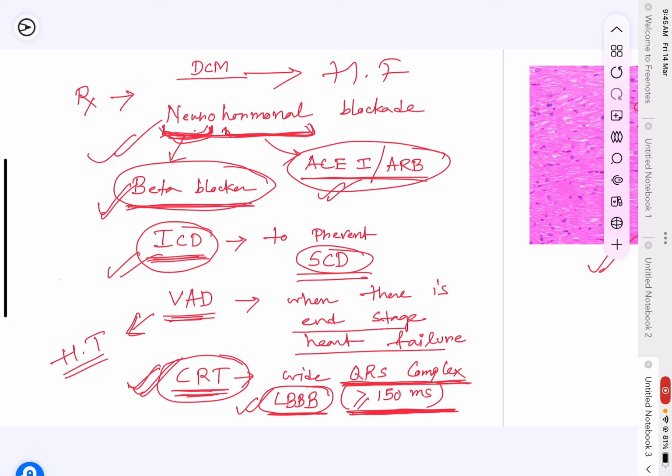So for that, you have to give cardiac resynchronization therapy to correct the left bundle branch block, and ICD to prevent sudden cardiac death. Now this is for arrhythmia. Now what happens when the heart failure continues to progress?